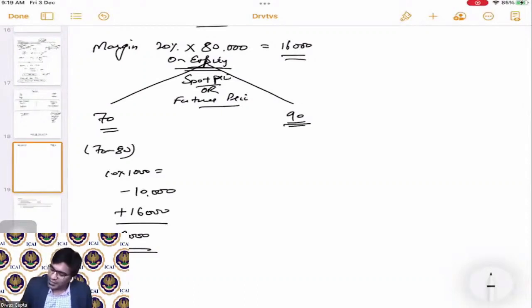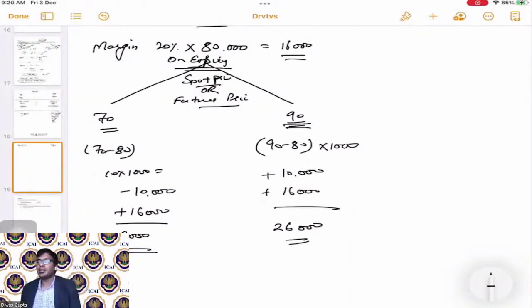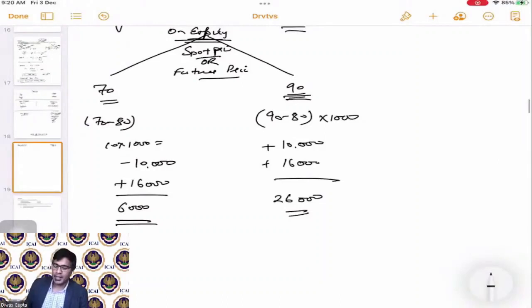Simple. If it is 90 rupees on expiry, then 10 rupees he will gain because he has already entered into a futures contract of 80 rupees, correct? So he will gain now in 2000. So this is again 10,000 he will gain. 16,000 is what he has already given. So the stock exchange will return to him 26,000 rupees after the expiry. Okay. Why? Because here he will lose and here he will gain because he has taken a long position.